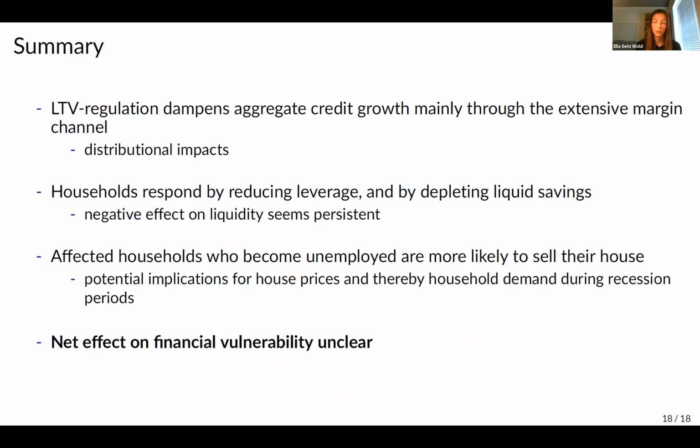So in the paper, we point out these different effects that go in opposite directions. And so for now, I'll just conclude by saying that based on this, we think that the net effect on financial vulnerability from these types of regulations might be somewhat unclear.